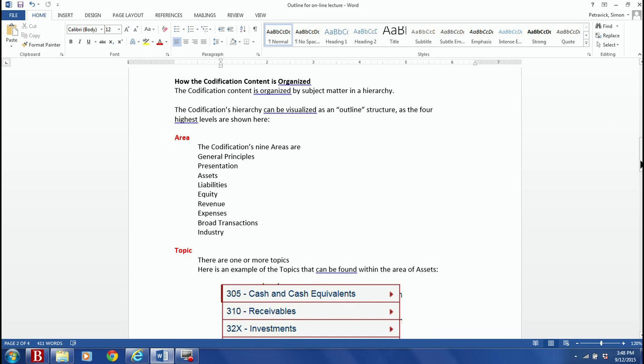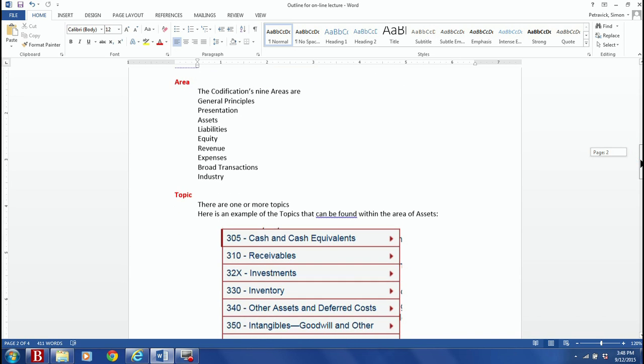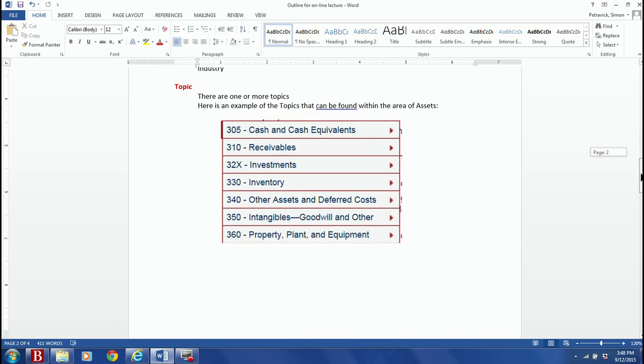The codification is organized in a hierarchy, and it can be visualized as an outline. We'll see an example of it in a second when I log in. The highest level, called an area, has 9 different parts: general principles, presentation, all the way down to industry. When you select an area, you'll see that it's broken down into topics. I opened up the area of assets, and it included accounting information about cash, accounting information about receivables, accounting information about investments, and so forth.